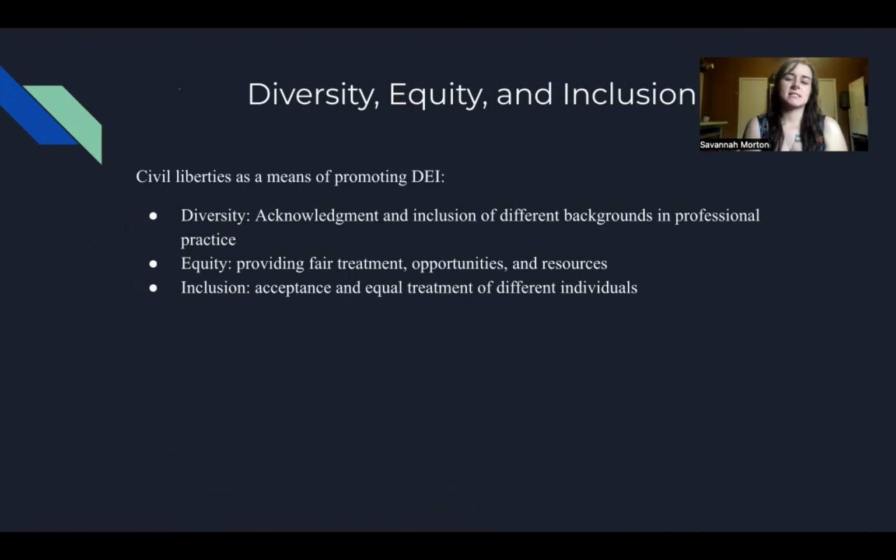Lastly, I want to look at civil liberties through the lens of diversity, equity, and inclusion. I've defined all those terms for you. You can read over them, but diversity is just acknowledgement of different backgrounds in professional practice. Equity is fair treatment and opportunities and resources for all individuals, and then inclusion is acceptance and equal treatment. And when we're talking about diversity and equity and inclusion, what we're doing in a lot of therapies that are targeted for the developmentally disabled is taking away that equity and inclusion aspect, and we're essentially othering them and not allowing them to make choices for themselves, even when those choices are not harmful to anyone else.